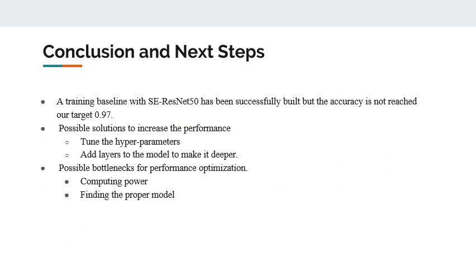From the plot of the result, we can see that the training baseline with SE ResNet50 has been successfully built, but the accuracy has not reached our target, which is 0.97. Possible solutions to increase the performance are that first we may tune the hyperparameters like batch size and the loop numbers, optimizer function, activation function, etc.